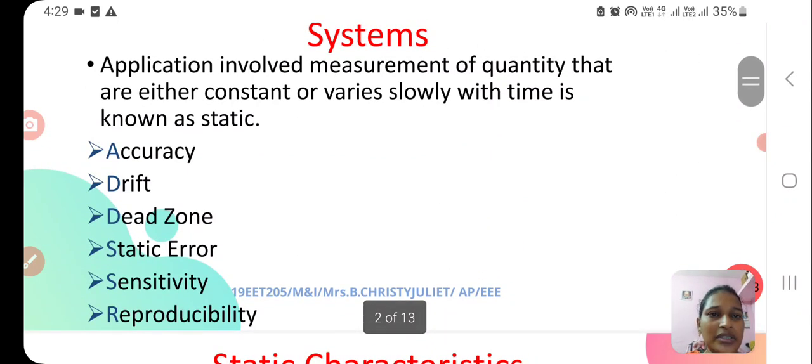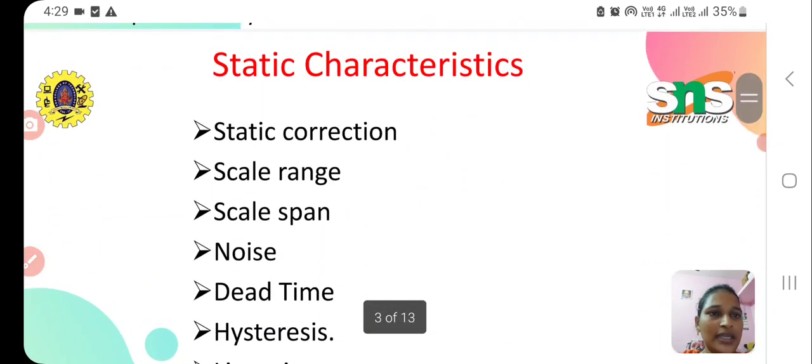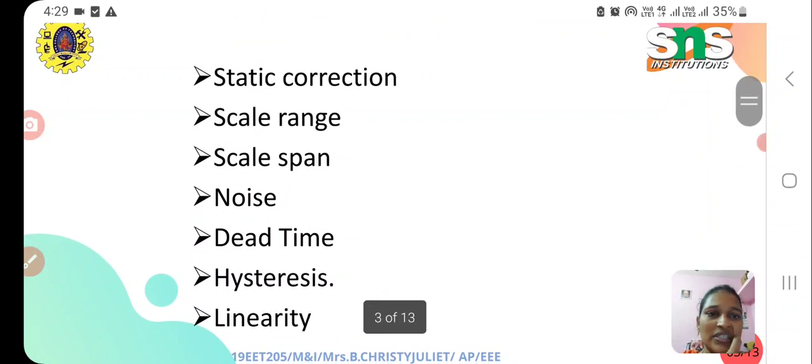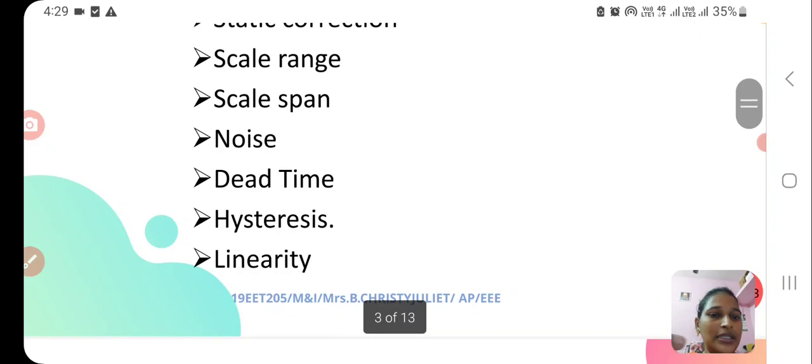Static characteristics are the characteristics involved in measurement of a quantity that are either constant or slowly varying with respect to time. Those static characteristics are accuracy, drift, dead zone, static error, sensitivity, and reproducibility. The major static characteristics are static correction, scale range, scale span, noise, dead time, hysteresis, and linearity. So these are starting from accuracy till linearity.